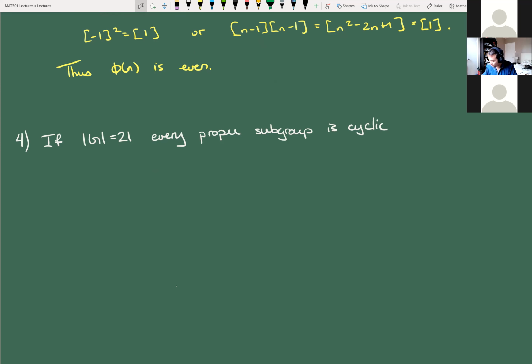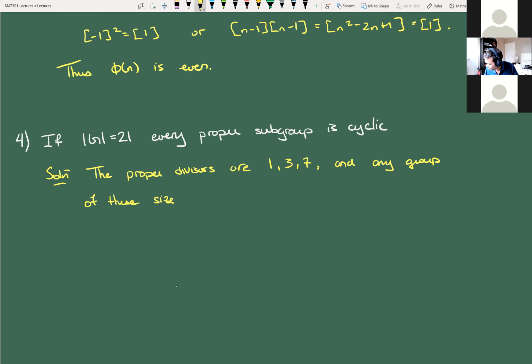Exactly. All of its factors are prime. Perfect. I mean, technically one of its divisors is 21, but only if its only proper divisors are prime, right? But exactly, I know what you meant, right? So the proper divisors are technically, I guess 1 is in here too, but it's 1, 3, and 7, and any group of these sizes is cyclic. So even though one isn't prime, trivially, the trivial subgroup is obviously cyclic. And any group of these sizes is cyclic, right? So we're done.